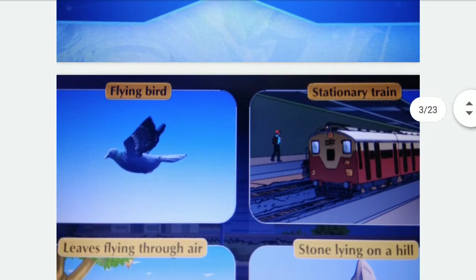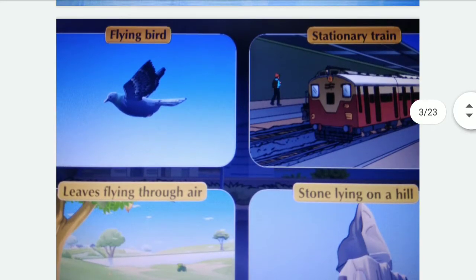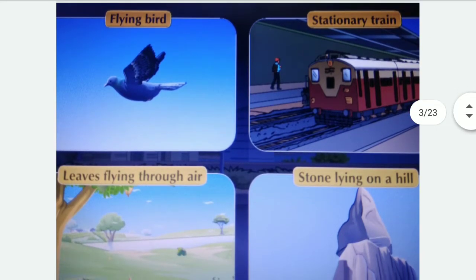In previous standard, you already studied what you mean by motion. You know that motion is a relative concept. If the position of an object is changing with respect to its surroundings, then it is said to be in motion. And otherwise it is said to be at rest.